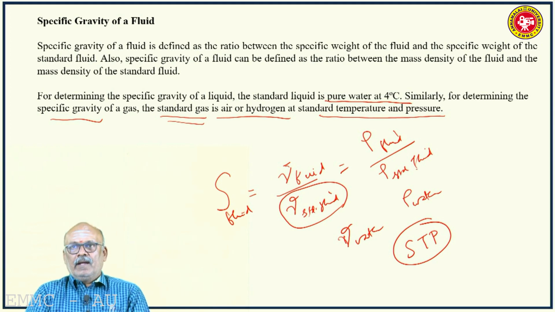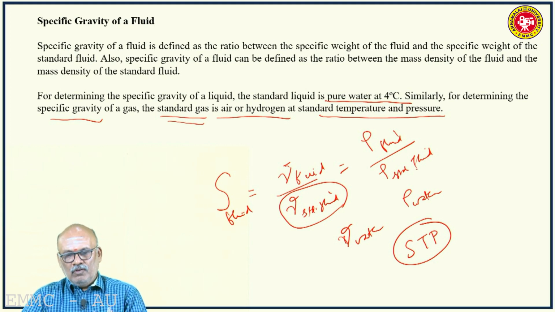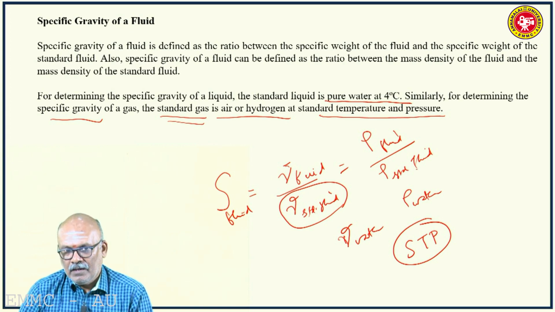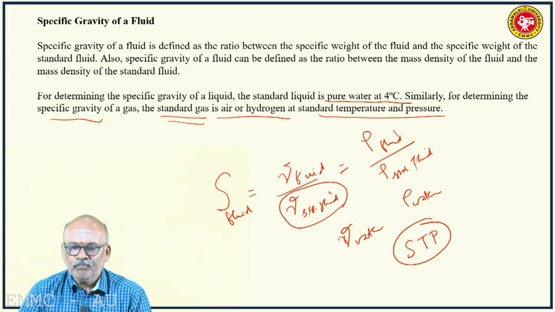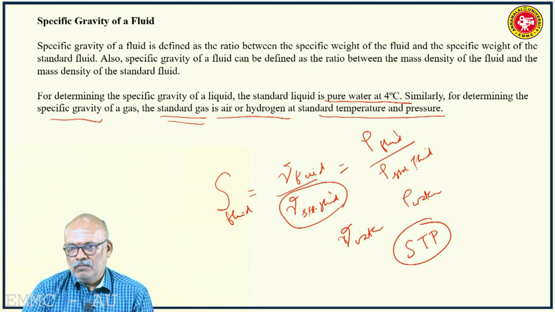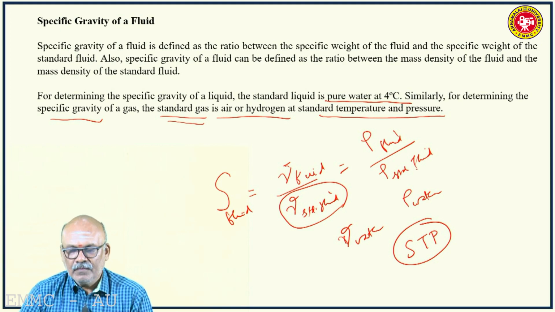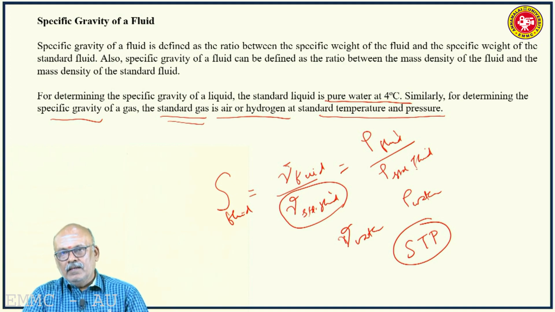So let me summarize. We have seen 4 parameters till now: mass density of a fluid, specific weight of a fluid, specific volume of a fluid, that is specific volume of a liquid and specific volume of a gas, and then specific gravity of a fluid. We have discussed at length the factors affecting mass density as well as specific weight with regard to a liquid as well as a gas. Then we have discussed at length the SI units of measurement of mass density and specific weight, and also the dimensions.